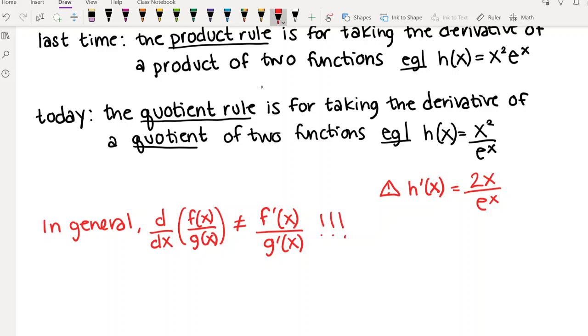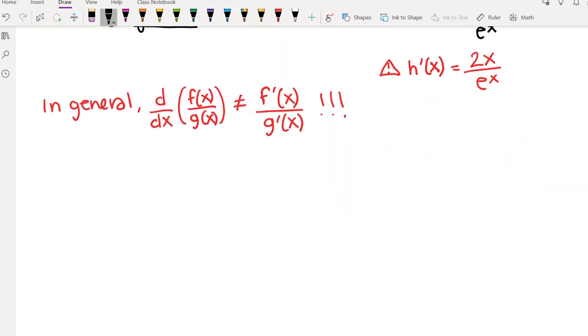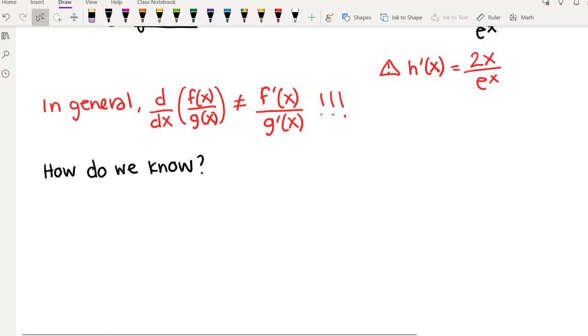Doesn't work that way. So let's, like we did with the last one, I'm going to show you an example to hopefully convince you that it doesn't work that way. So how do we know that it doesn't work that way? So let's try an example.